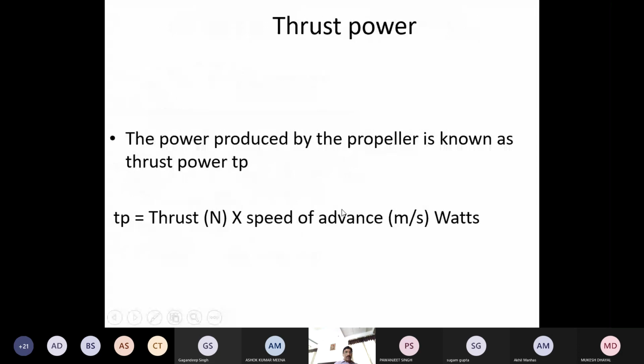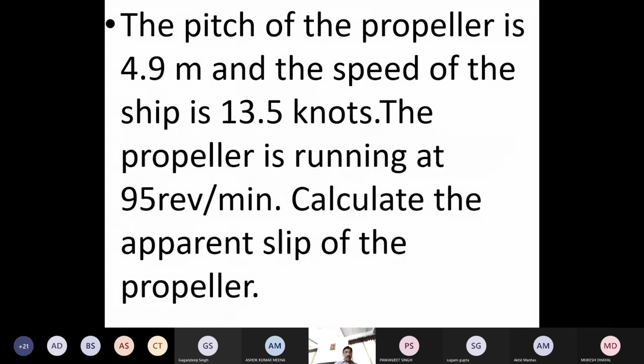पहले हम apparent slip का एक क्वेश्चन कर लेते हैं, फिर उसके बाद हम आगे देखेंगे. The pitch of the propeller is 4.9 meters and the speed of the ship is 13.5 knots. The propeller is running at 95 rpm. Calculate the apparent slip of the propeller.